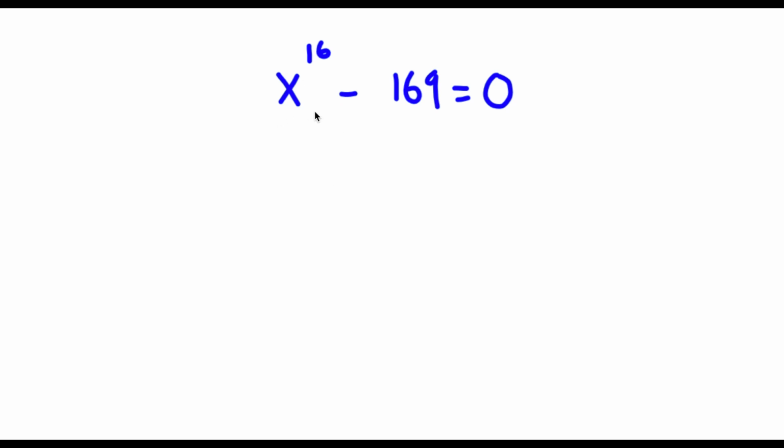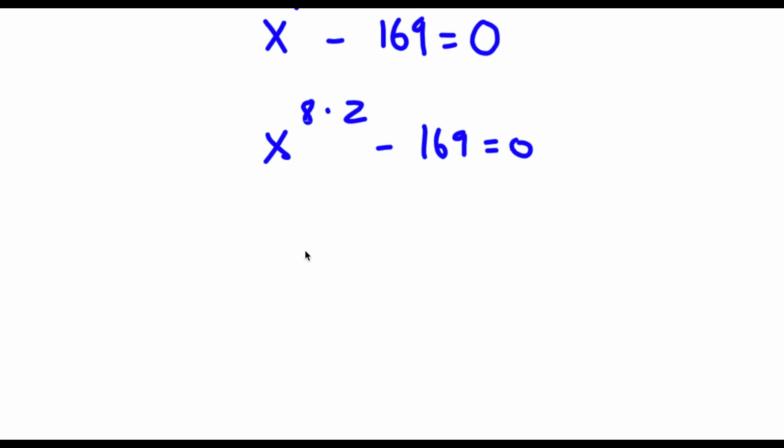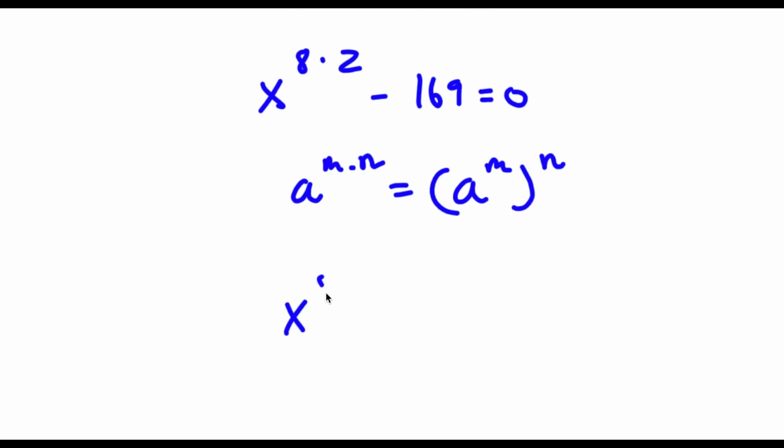Alright, so I have x to the power of 16 minus 169 is equal to 0. Now, x to the power of 16 we can rewrite as x to the power of 8 times 2, because 16 is equal to 8 times 2. And now if I have something in the form a to the power of m times n, this is the same thing as a to the power of m to the power of n. So x to the power of 8 times 2 is going to equal x to the power of 8 to the power of 2, minus 169, which is the same thing as 13 to the power of 2.